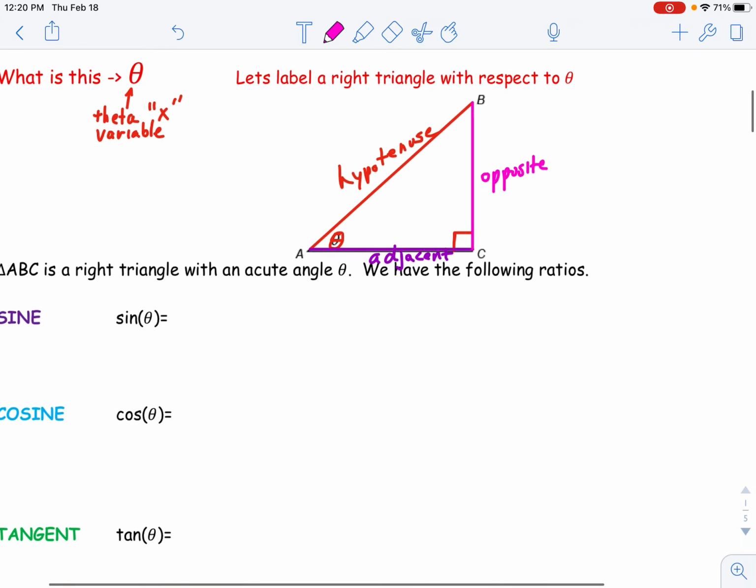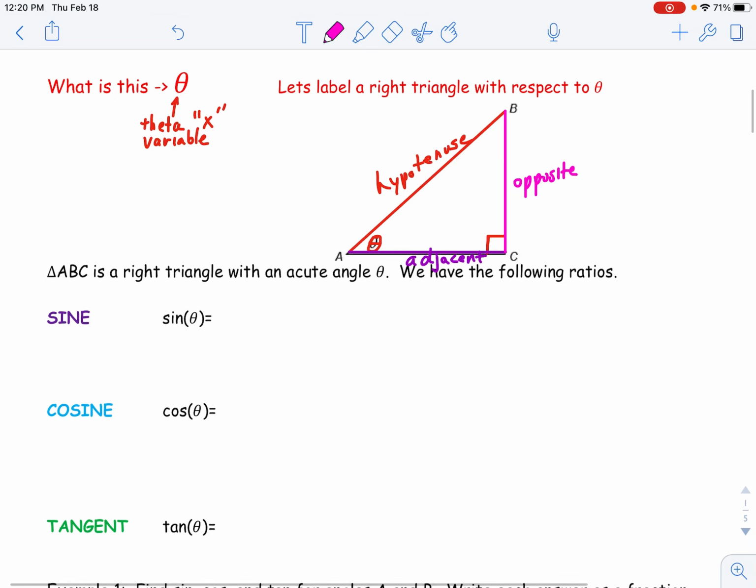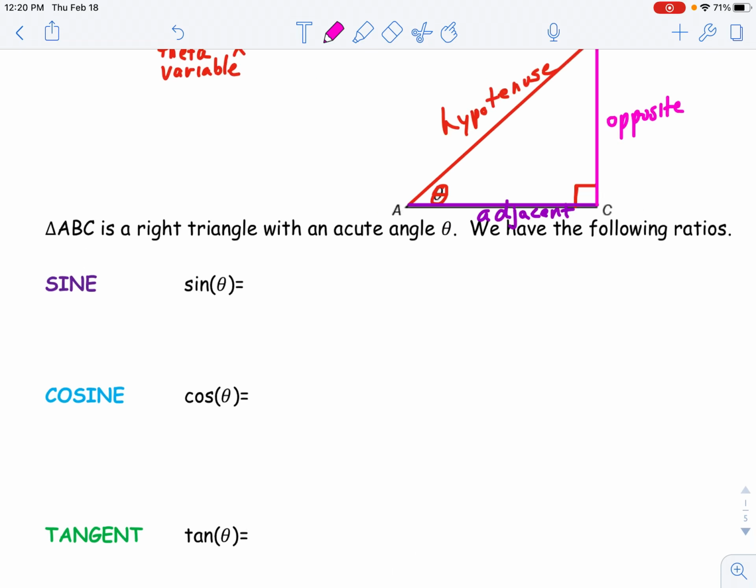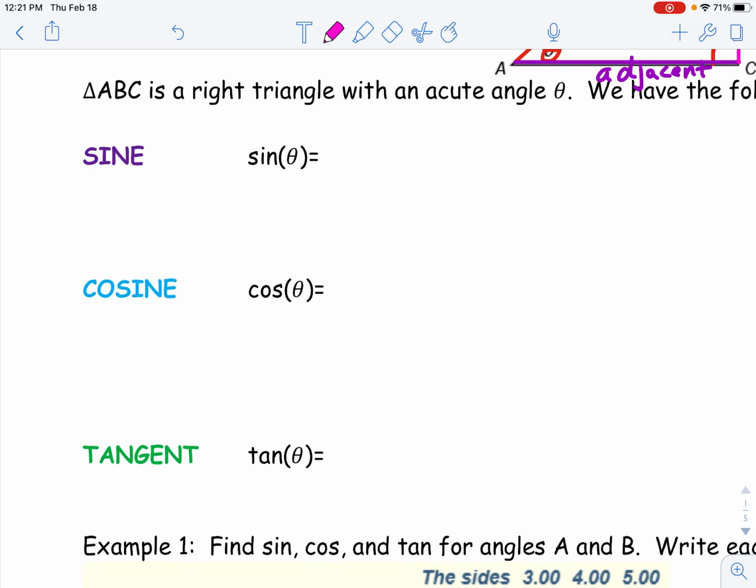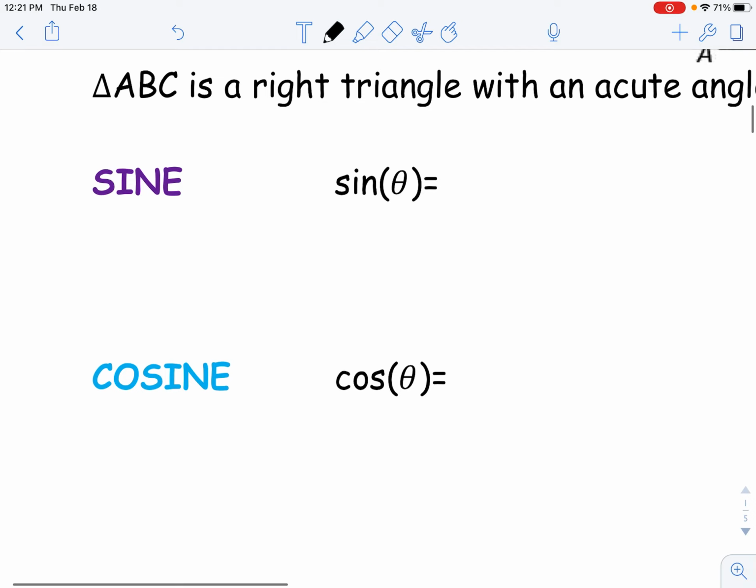All right. Now, triangle ABC is a right triangle with an acute angle theta. We have the following ratios, all right? So this is going to seem very foreign at first, but just muscle through it, and by the end of it, you'll say, wow, I'm really good at this. So we have sine. We have 3 trig ratios we're going to learn.